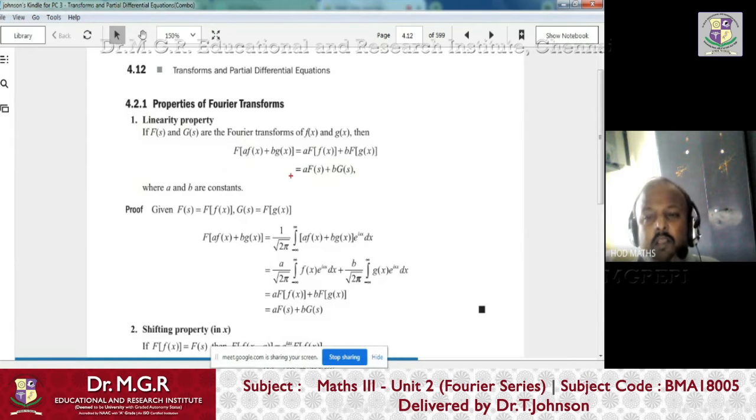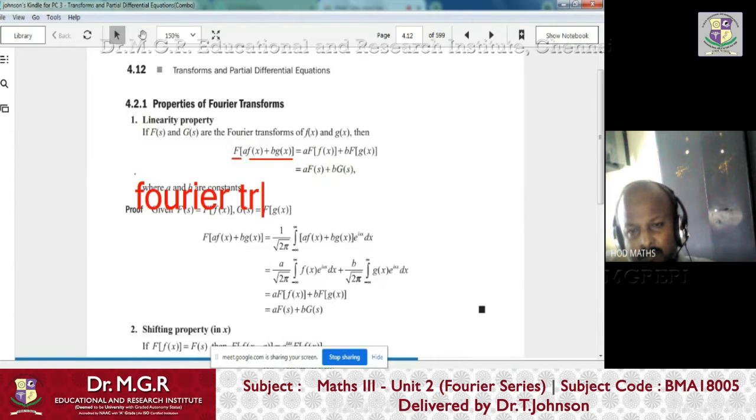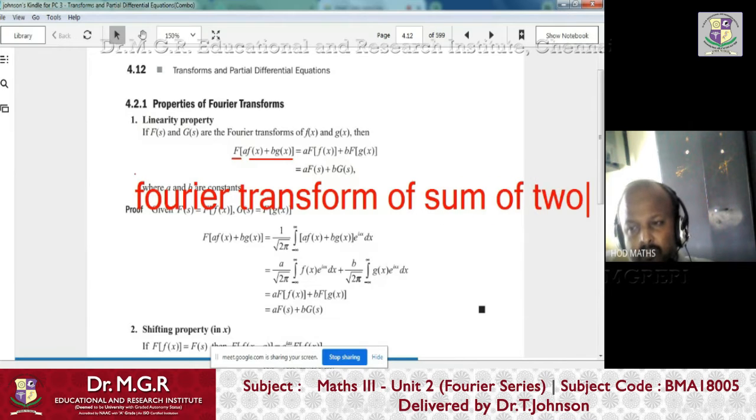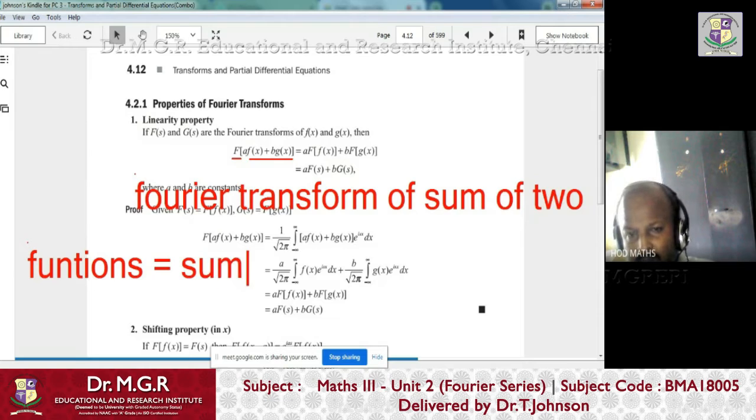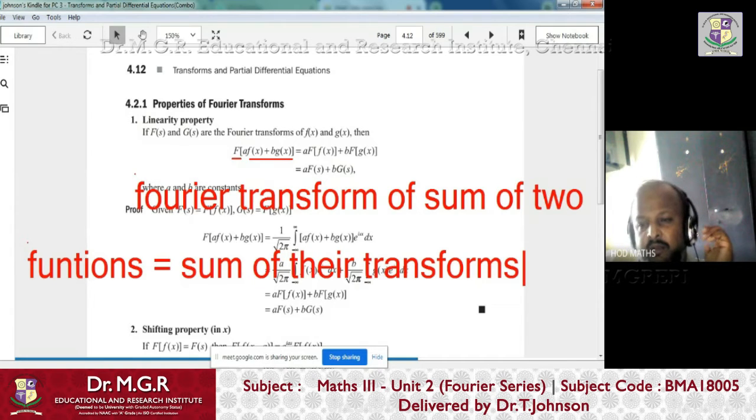The property says if you want to find the Fourier transform of the sum of two functions, the Fourier transform of the sum of two functions is equal to the sum of their transforms. The Fourier transform of the sum of two functions is equal to the sum of the transforms.